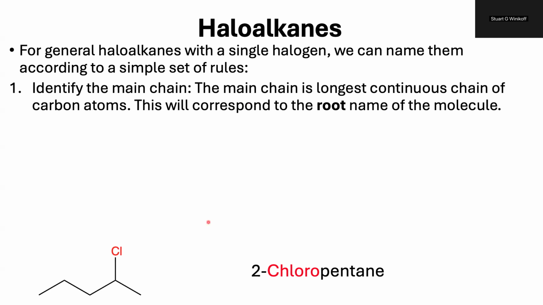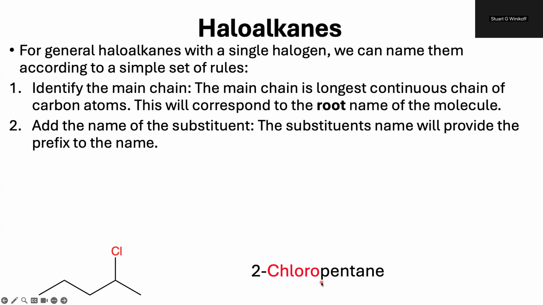As long as there's only a single halogen, we can use a nice simple set of rules. The first is to identify how long my main chain is. In this case, I have a 5-membered chain, so that means I'm dealing with a pentane. This is going to be the root name of the molecule. Then, just like before, we add the name of the substituent. So I've got a chloropentane.